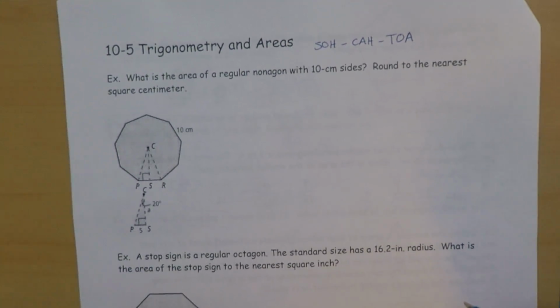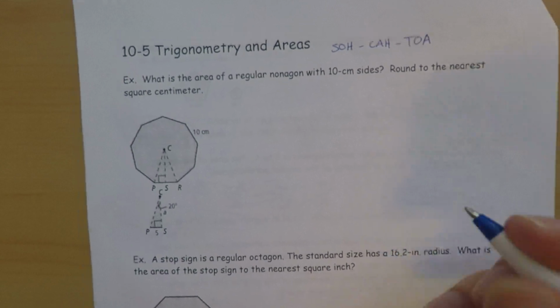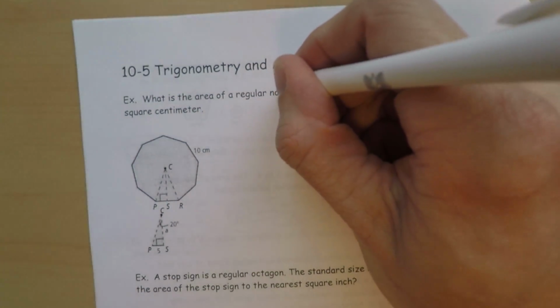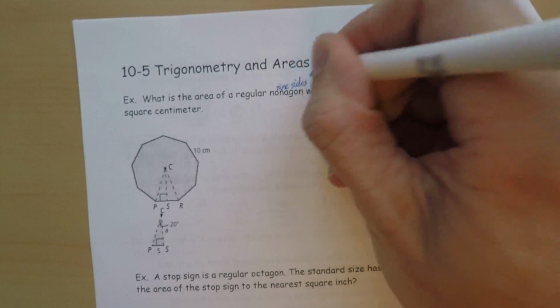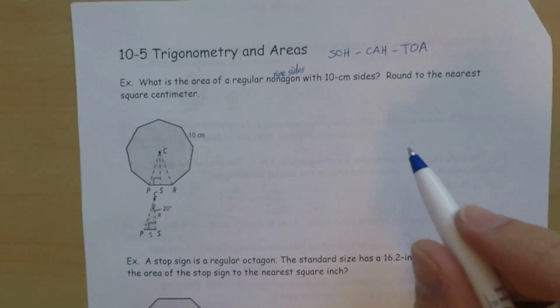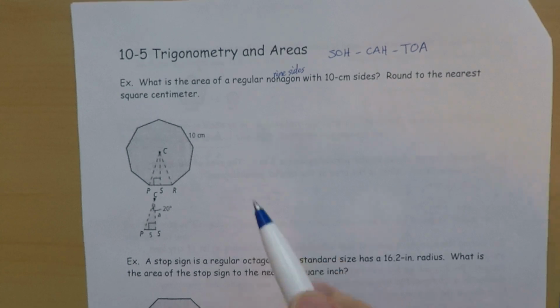Okay, with that in mind, we're going to go straight to examples. No new formula to learn, just revisiting regular polygons. So what is the area of a regular nonagon? Nonagon is 9 sides. With 10 centimeter sides. Round to the nearest square centimeter. So we've already got a nice picture given to us.